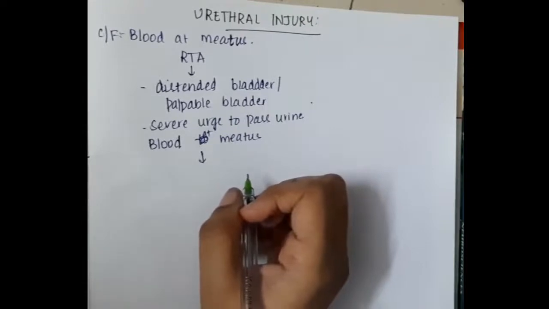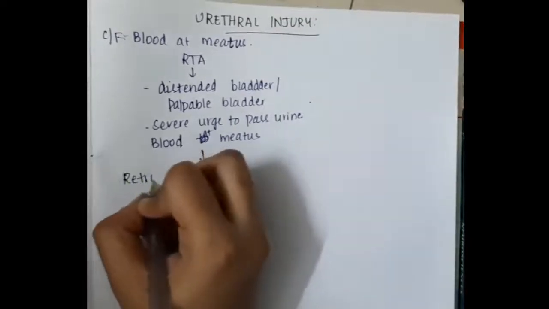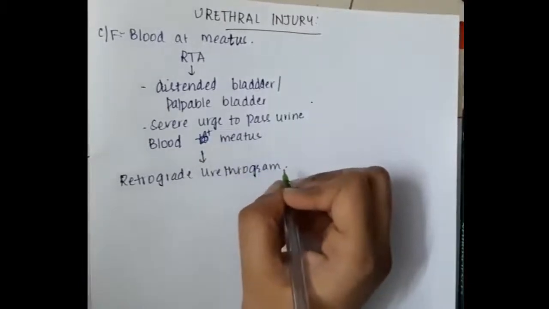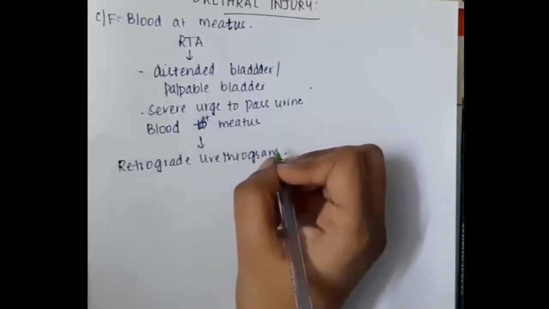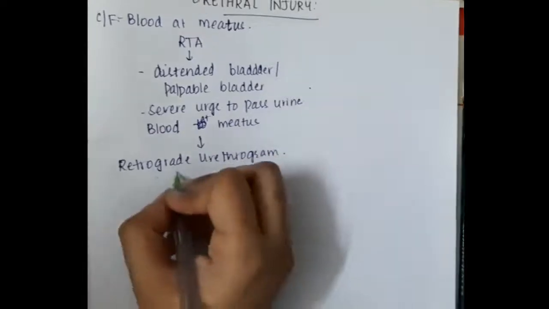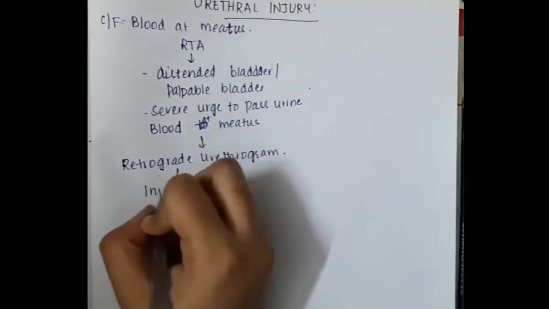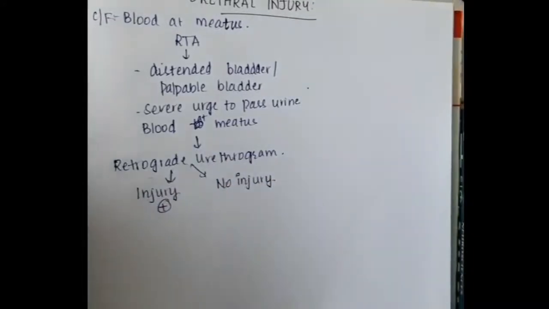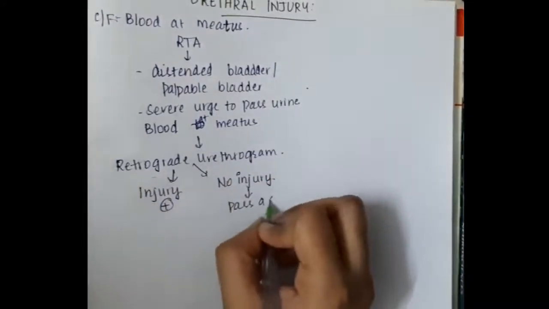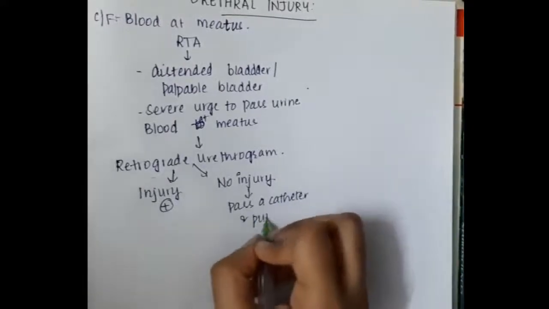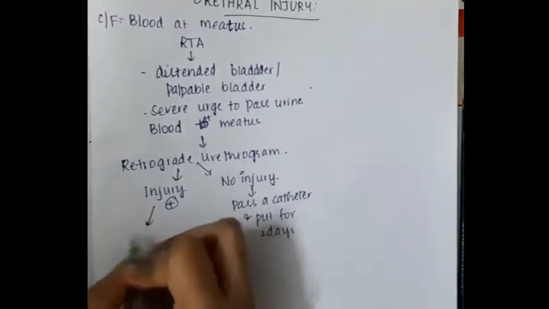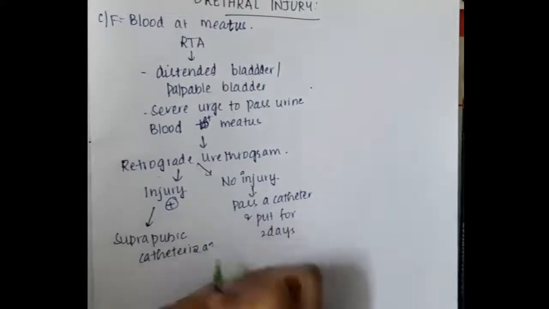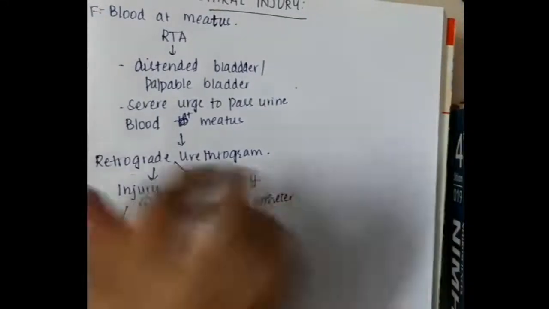If he comes to you with either of these symptoms after a road traffic accident, we should do a retrograde urethrogram. In the retrograde urethrogram, if injury is present, we should do suprapubic catheterization. If there is no injury, then you should pass a catheter and keep it for 2 days.